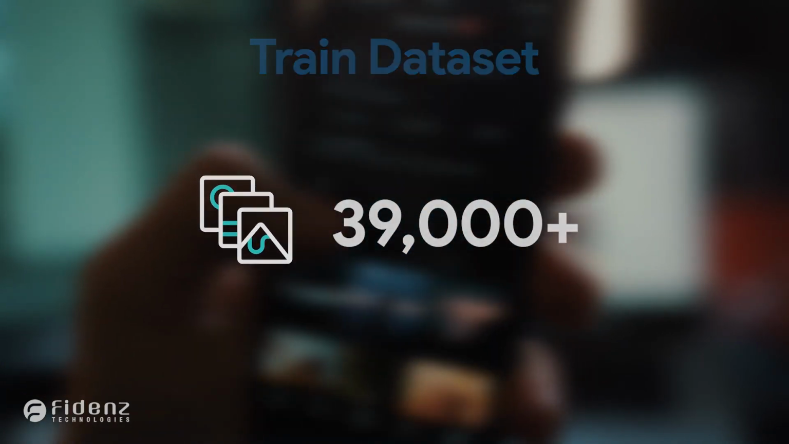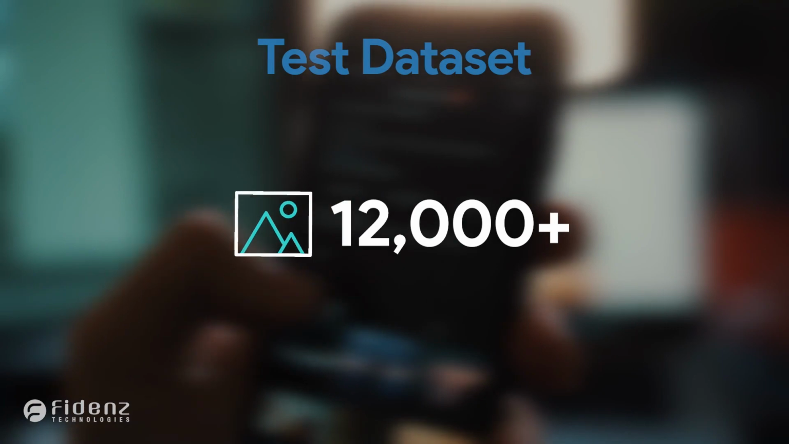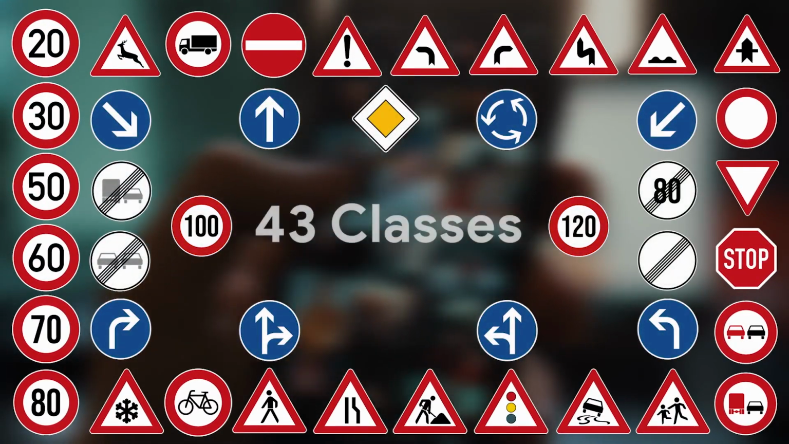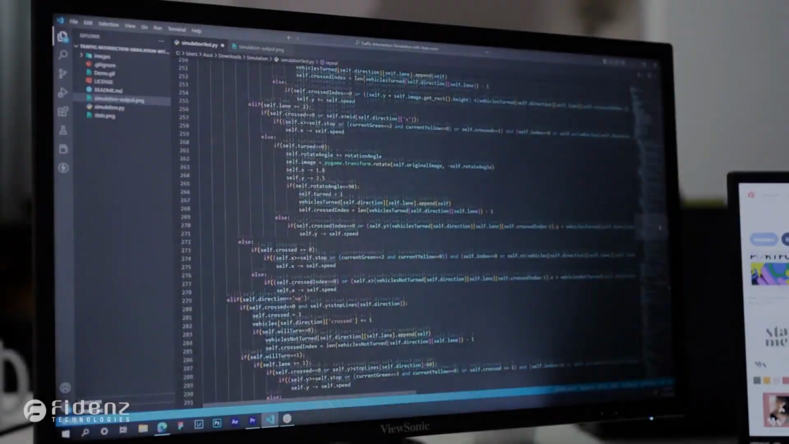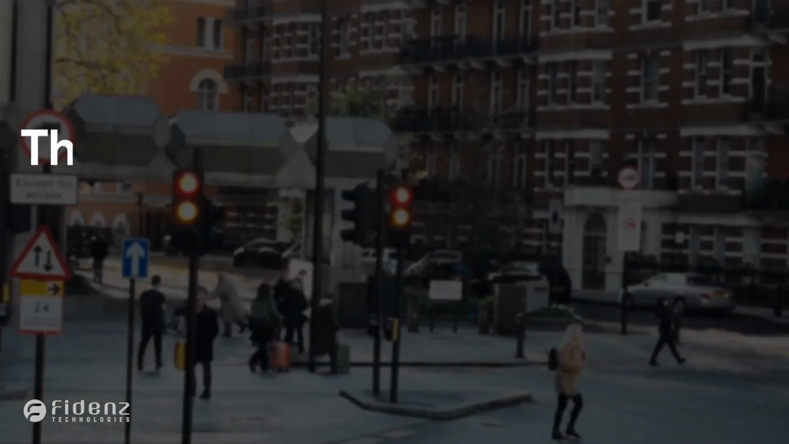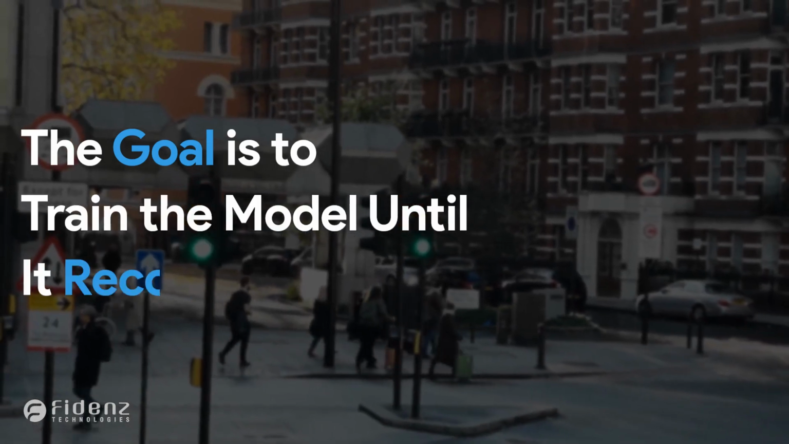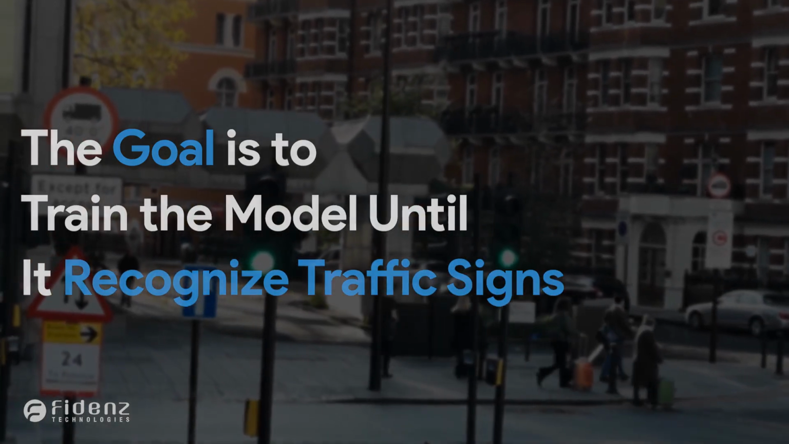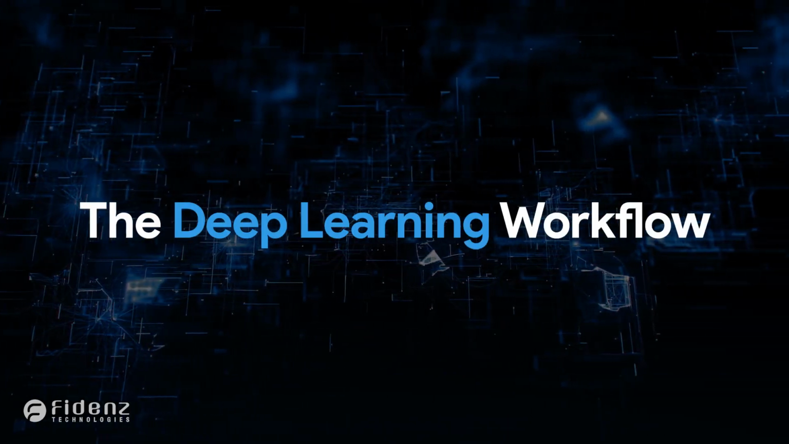Our training dataset contained 39,000 plus images, whereas the test dataset comprised 12,000 plus images. All these images are classified into 43 classes. To make the learning more efficient, we normalize the dataset by transforming raw data. The goal is to train the model until it can recognize new types of traffic sign images. Let's move on to the next phase, the deep learning workflow.